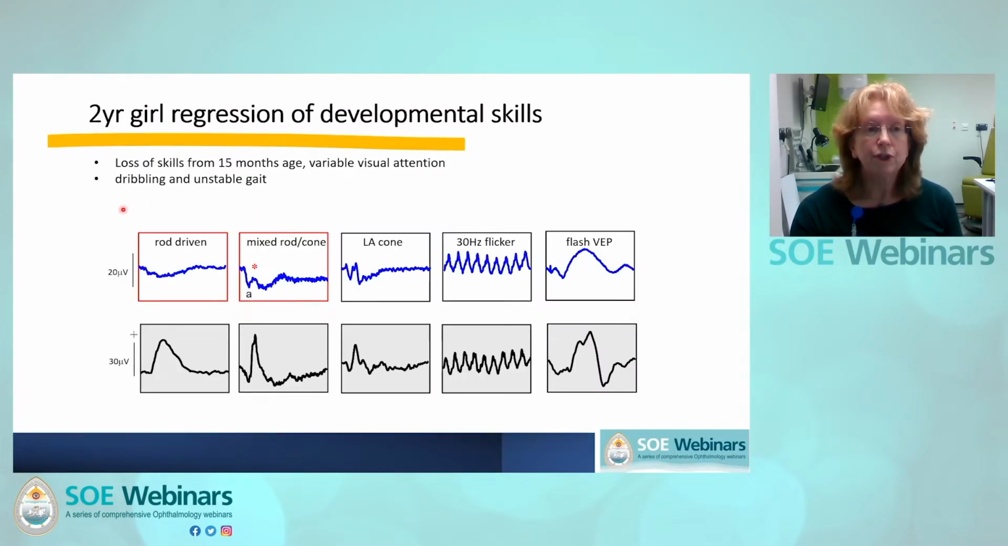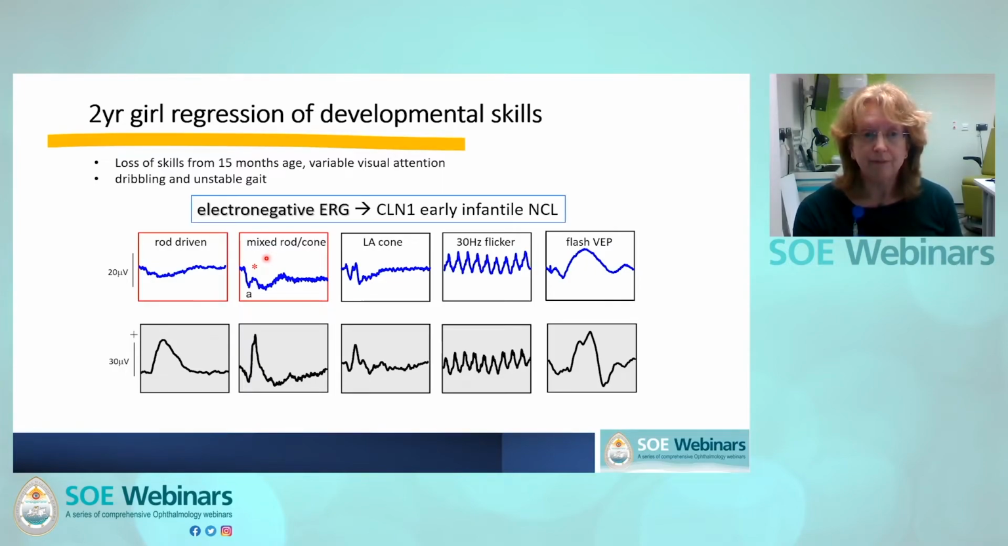Here we have a 2-year-old girl who was referred to us for regression of developmental skills from 18 months of age, and her visual attention was very variable. She had dribbling and an unstable gait. Now, compared to normal ERG waveforms on the bottom, these are her waveforms, and we can see that she lacks a rod-driven B wave, and also that she has an electronegative ERG here, lacking a B wave.